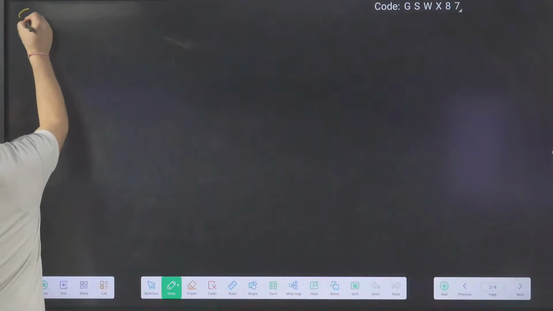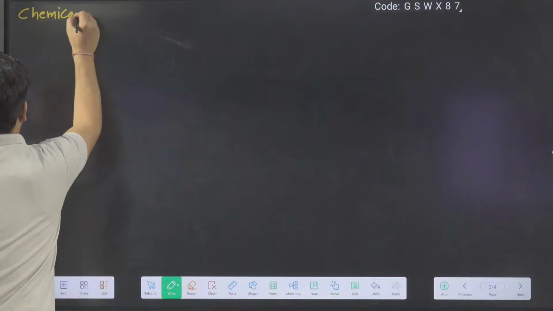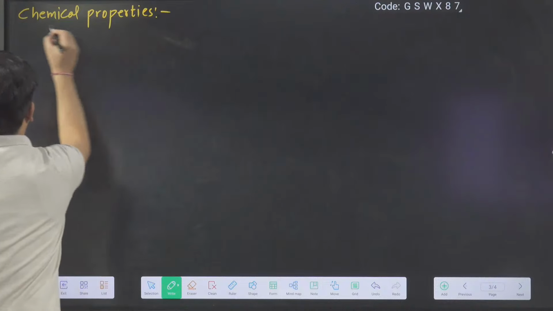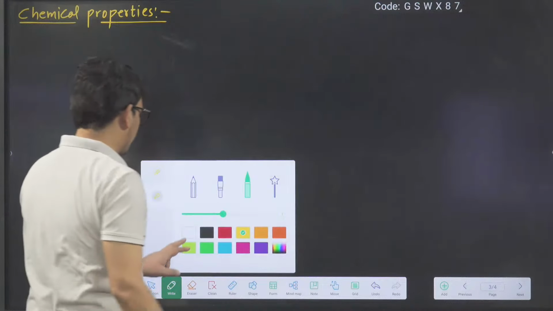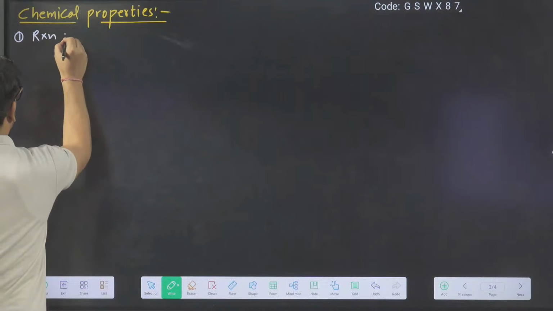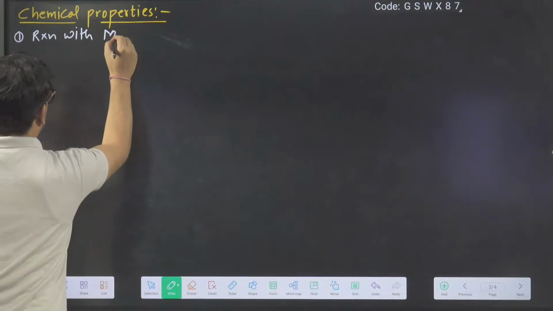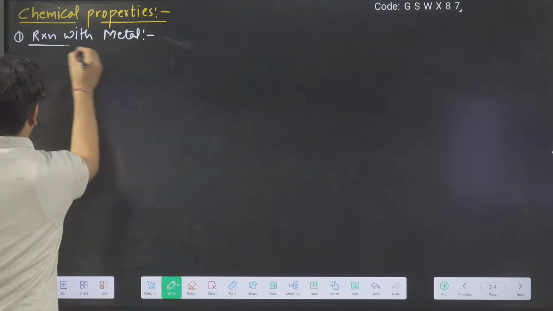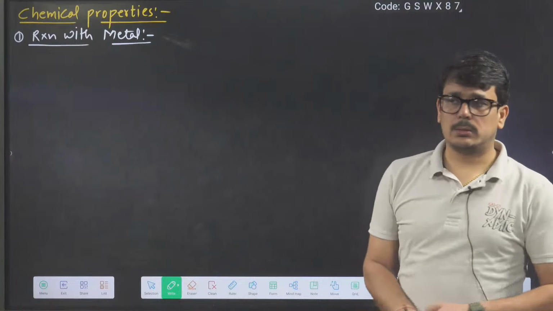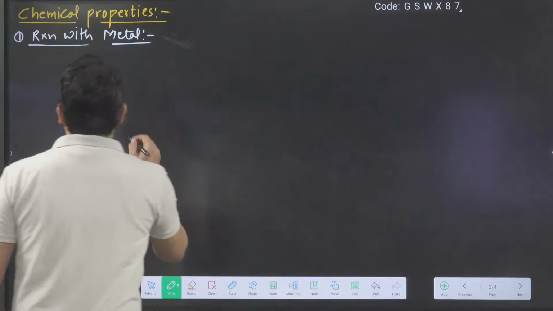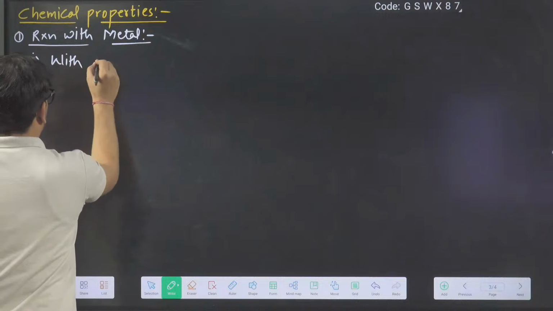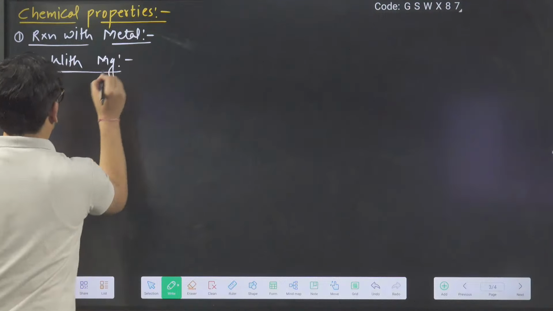Now come to its chemical properties. First chemical property, reaction with metal I am saying first. Reaction with which one? Metal. Here you found two metals, that may be either with magnesium, or either with sodium.